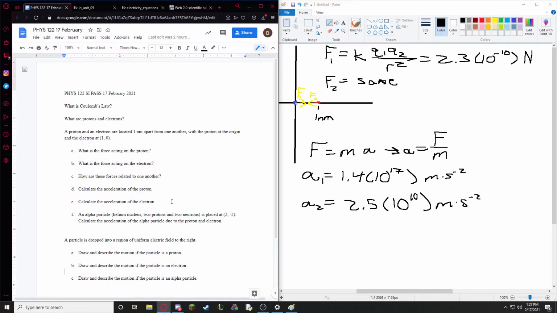So, does anyone have any questions about this so far? We're able to use Coulomb's law to calculate the forces acting on two particles, and then we just applied basic Newton's second law from back in Physics 121 to calculate the acceleration. Any questions about this?